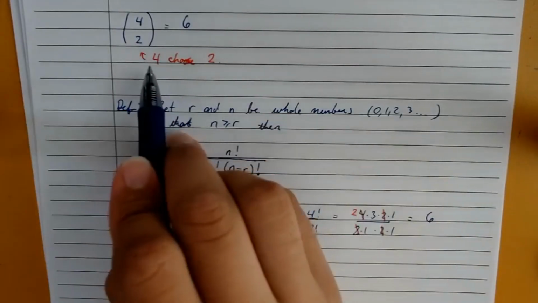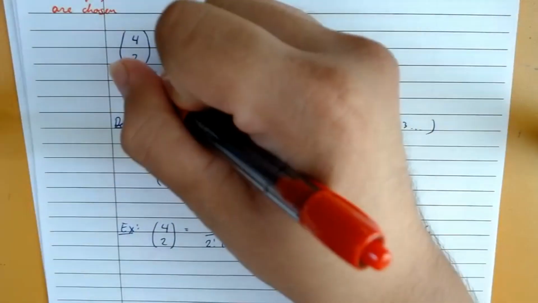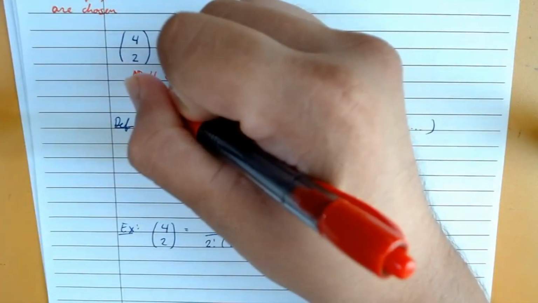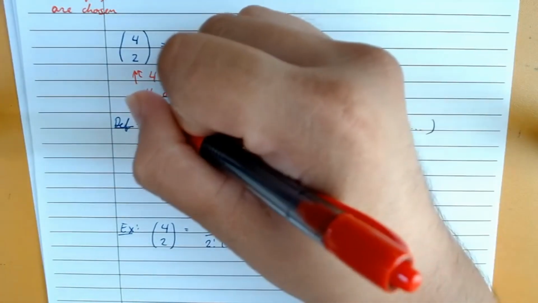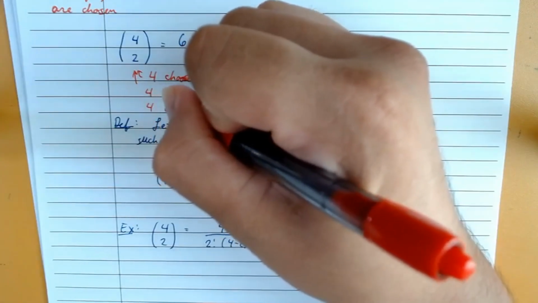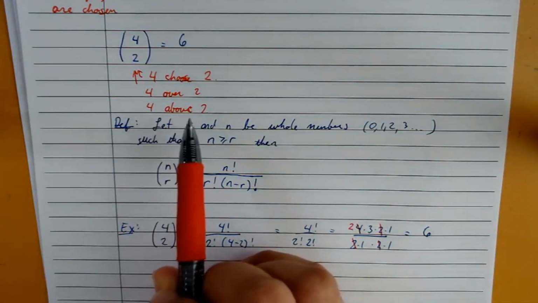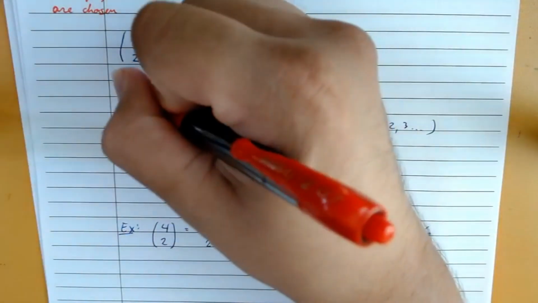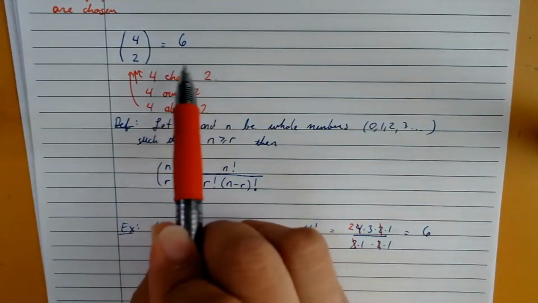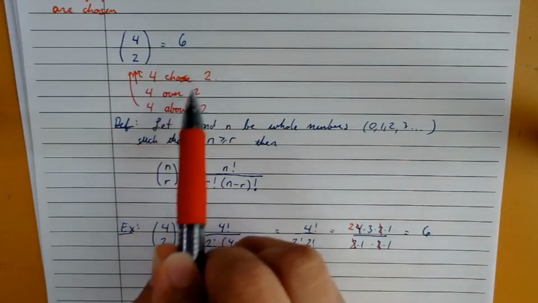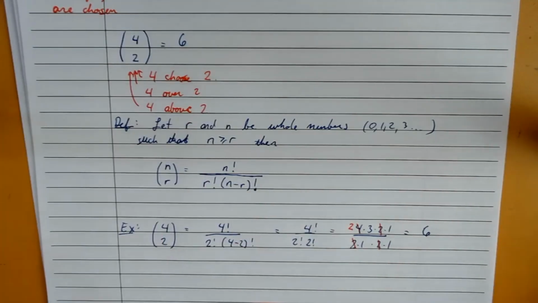Okay? 4 choose 2 is a common way of saying this. In other textbooks or in other vernacular, some people will also say 4 over 2, or some people will even say 4 above 2. All of these are interchangeable. It's just a manner of speaking. 4 choose 2, 4 over 2, or 4 above 2. Just because of my background, where I studied this and where this is relevant to me, I almost always use this first language, 4 choose 2. However, if you use any of the other ones, those are also correct. They're interchangeable.